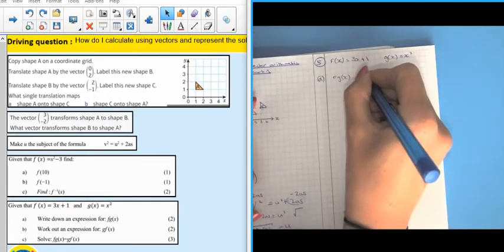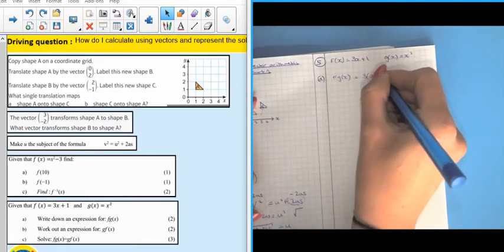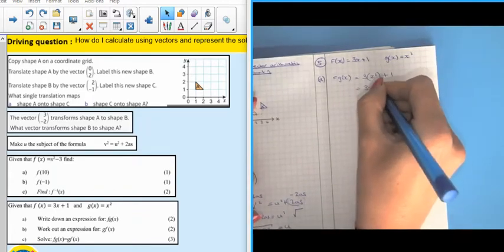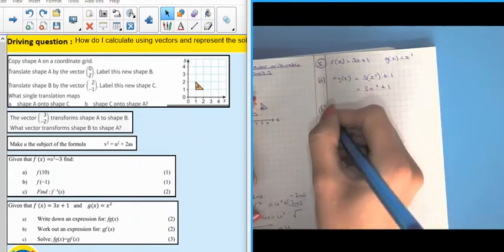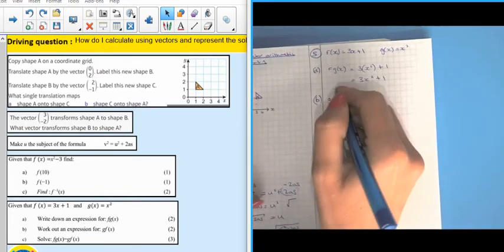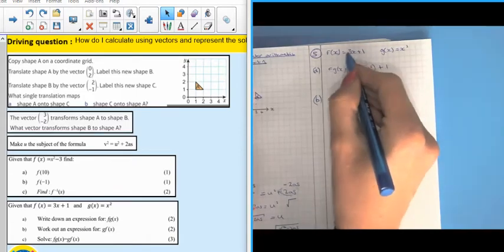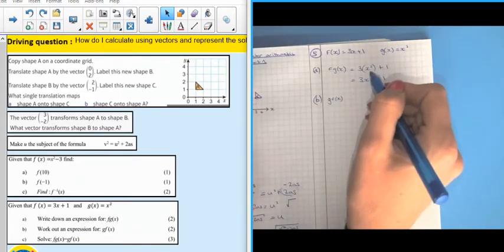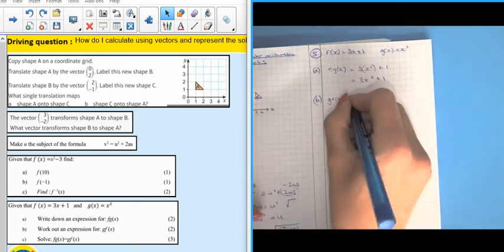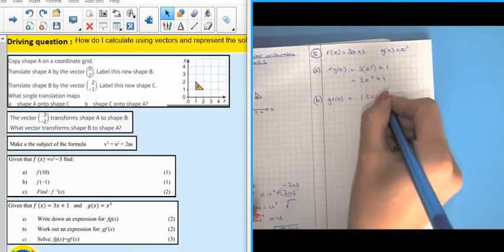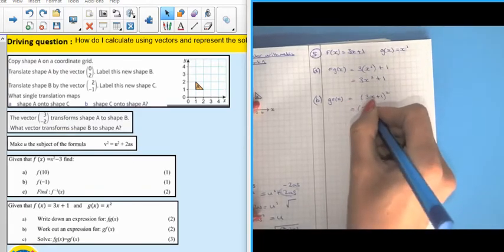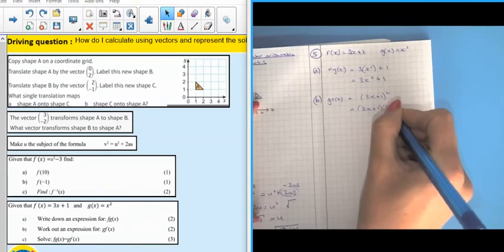fg(x) equals 3 lots of x squared, because g(x) is equal to x squared plus 1, which is 3x squared plus 1. Part B is the other way around this time, so we've got gf(x). So we're going to substitute f(x) into g(x). So wherever there's an x over here, I'm going to write 3x plus 1. Instead of writing the x, I'm writing 3x plus 1. I need to square that.